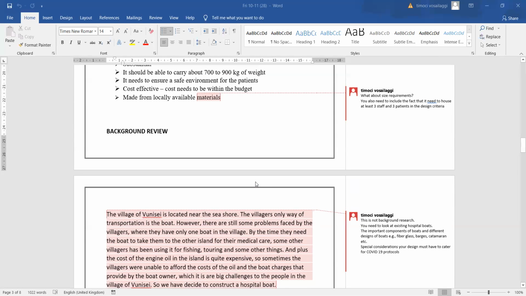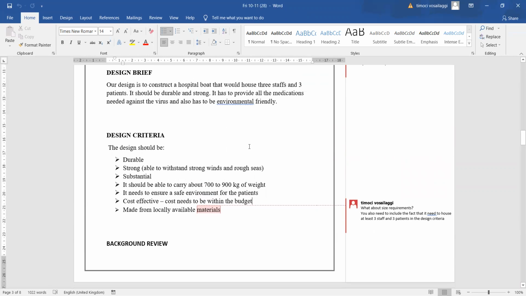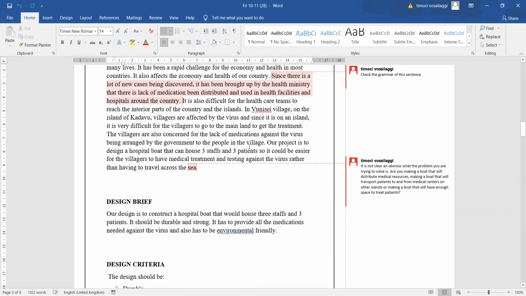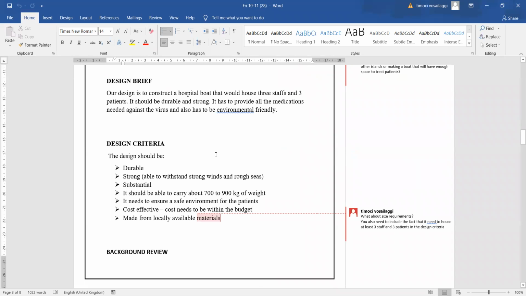So you might want to talk about the cost in your design criteria. You say cost needs to be within budget, but you haven't mentioned what the budget is. And if you say the budget is $5,000, then we will ask, where did you get that $5,000 from? You would have to state that in your problem statement. Okay, we have to design this boat, but the government can only spare, say, $5,000 to invest in a prototype of this design. So we have to make our design fit within that budget constraint.